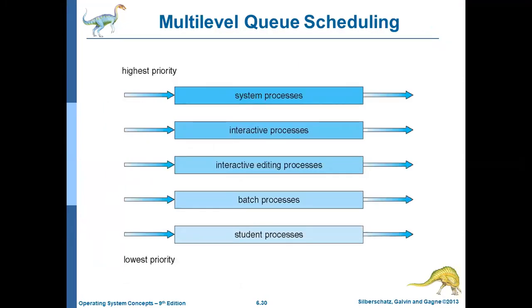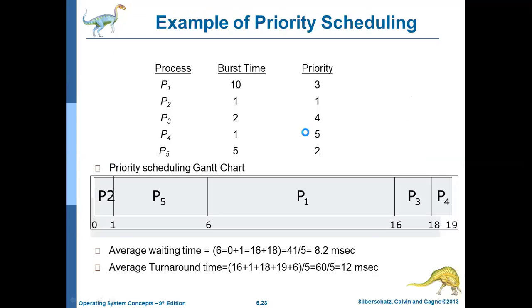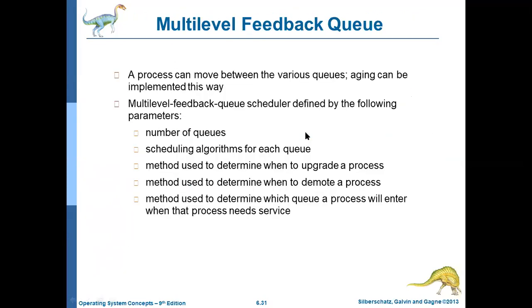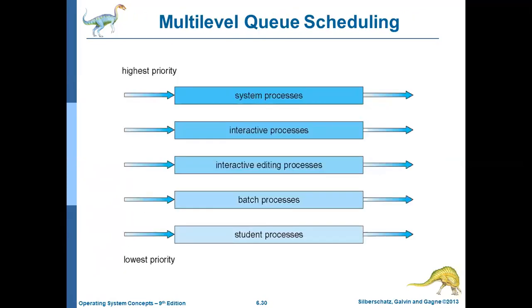This is the multi-level queue scheduling. From lowest priority to the highest priority: student process, batch process, interactive editing processes, interactive process, and finally system processes. System processes will have the highest priority. Means your entire ready queue is partitioned into 5 types of sub queues.